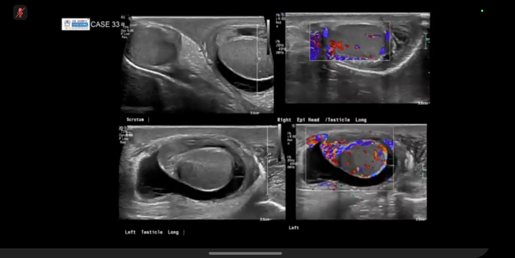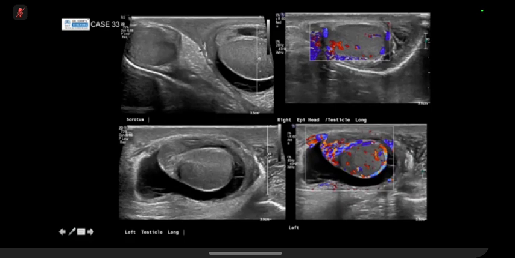Okay, so with torsion, do you expect to see increased flow in the testicle, or reduced or absent flow? It should be absent flow. Okay, so here we've got quite a lot of flow within the testicle. So this is the right testicle up here. This is the left testicle. You can see it's hyperemic compared to the right side. So what do you think the diagnosis may be?